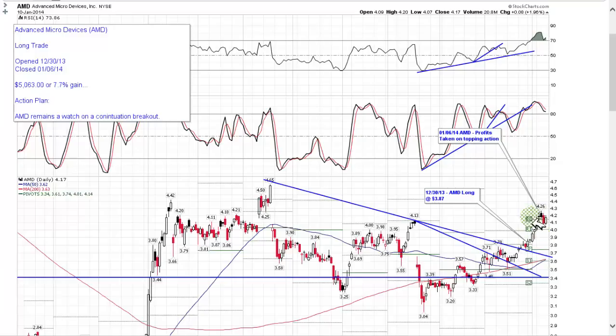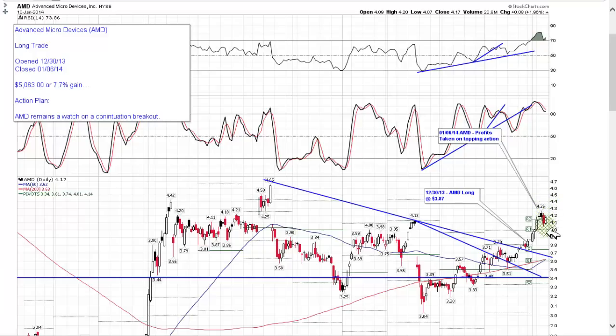We noticed this doji star formation right here. It looks like a cross, and that's a sign of indecision between bulls and bears. And the following day, when I saw this black reversal, we didn't close lower on the day, but we gave up many of our gains. That was on the 6th. We booked profits of 7.7% or $5,063, and we moved to the sidelines.